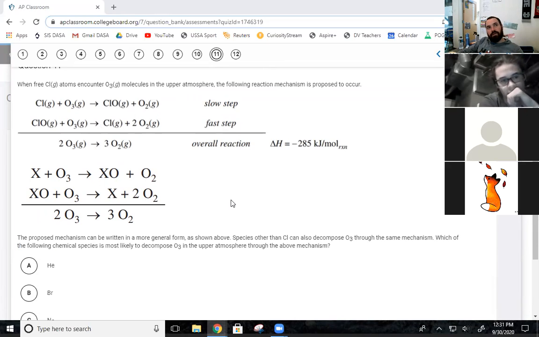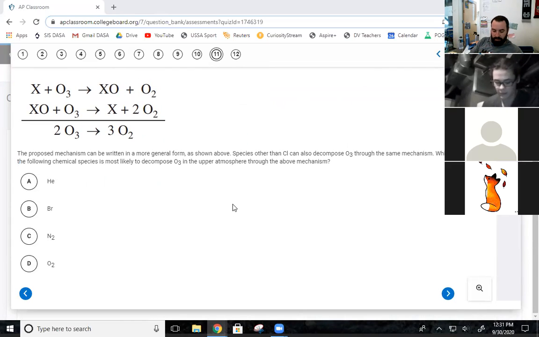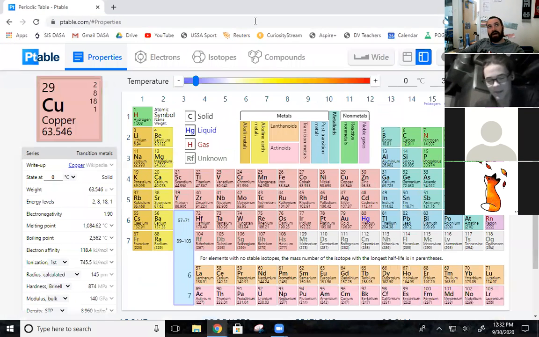Okay? But when Cl, this is just an atom of chlorine, encounters ozone, it decomposes it. What do we know about the periodic table about things that behave similarly? They're generally in the same place. What do you mean by place? Same row or column. Row is a red herring. Row is across and column is up and down. Oh, okay, so it's the same column. Just think of columns as things that hold up buildings, like marble columns.